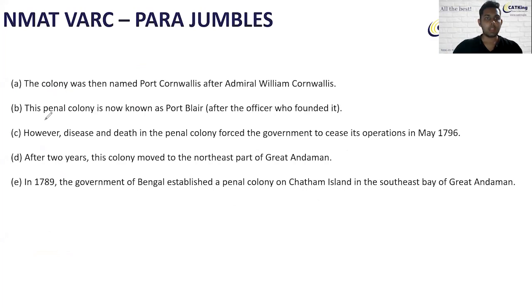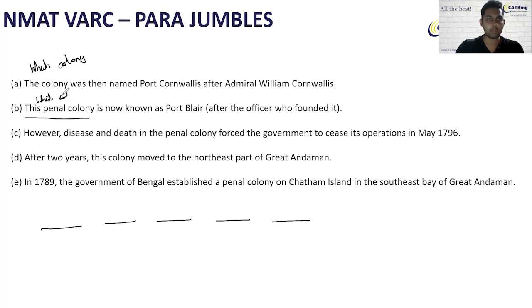Let's see. The colony was then named. Which colony? Okay. So the first thing that comes into my mind is which colony? Let's see where the answer is. So I know A is not my first hint. This penal colony is now known as which colony again? However, disease and death in the penal colony. Which colony? Still the same question. After 2 years, this colony. Okay, I don't know again, which.